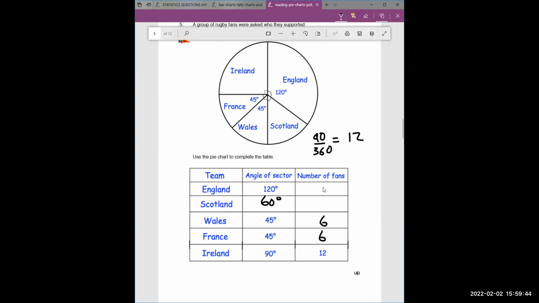Ninety out of 360 can't equal 12. 90 out of 360 times the total equals 12. So maybe you want to call the total x. And then you find what the total is. So 12 divided by a quarter.